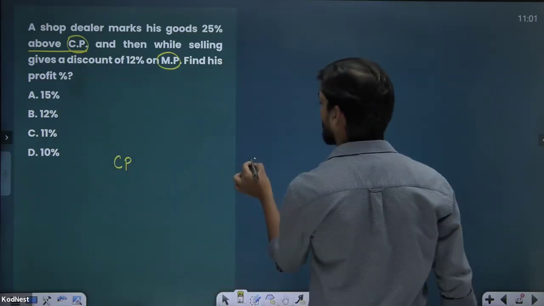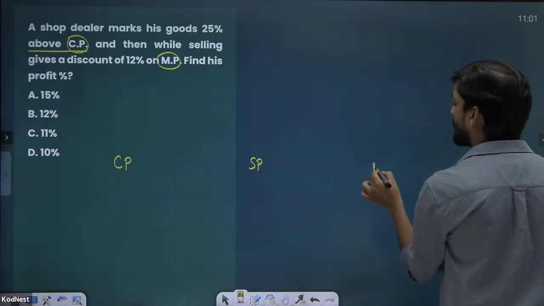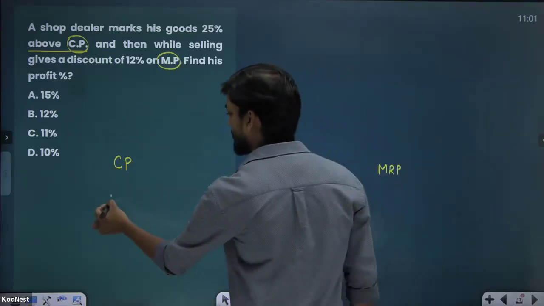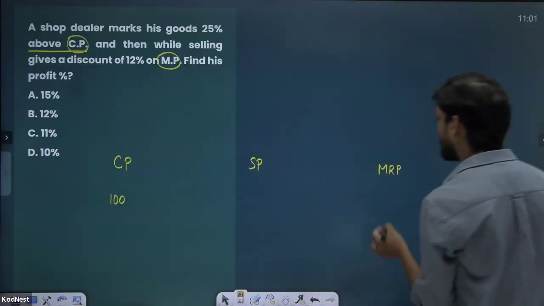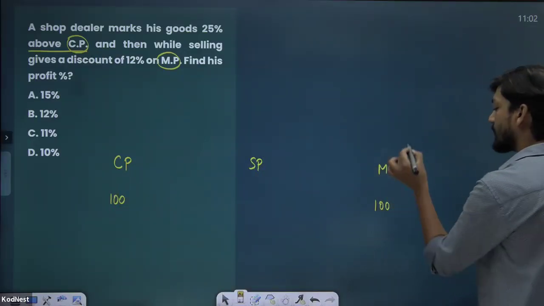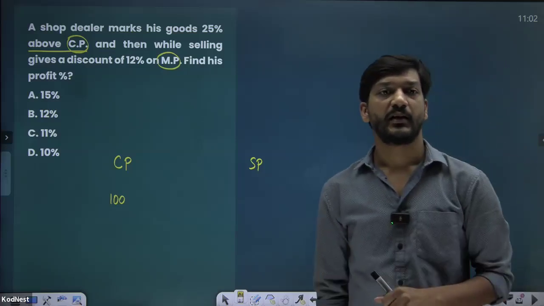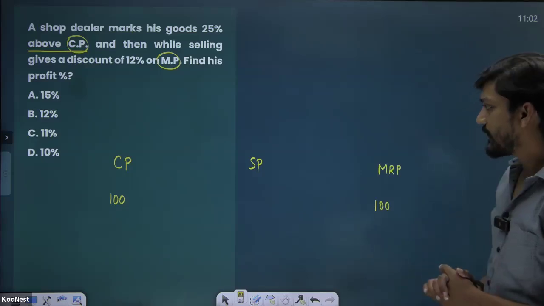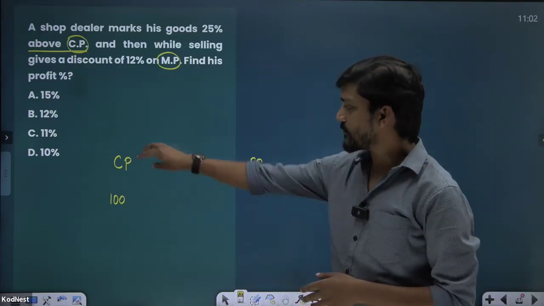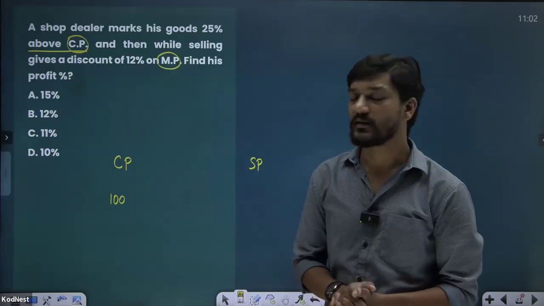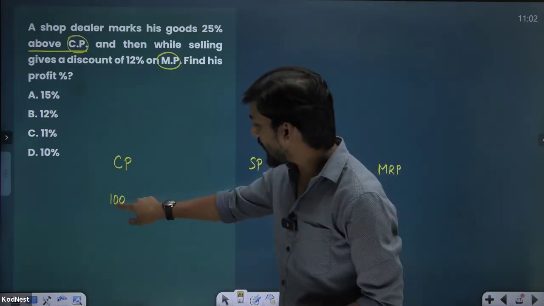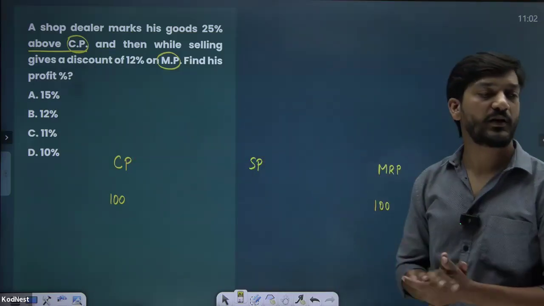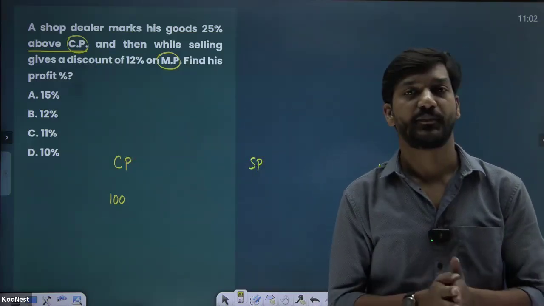Cost price, selling price, and marked price. Cost price is the base. Let's take it as 100. Marked price is the base. Let's take it as 100. If I do this, please carefully answer. If I do this, is it making sense? Cost price, let's think of it as manufacturing price. There is a manufacturing price of 100, and on that product, we are putting a price tag of 100 rupees only. Does it make sense practically? Yes, no?